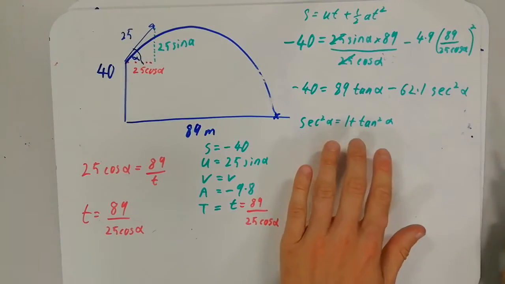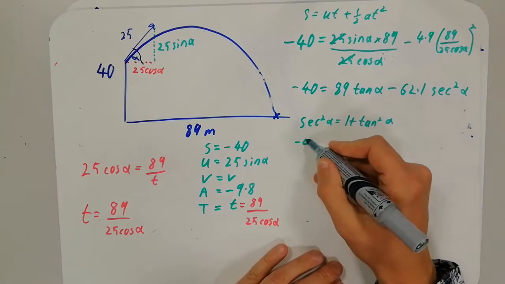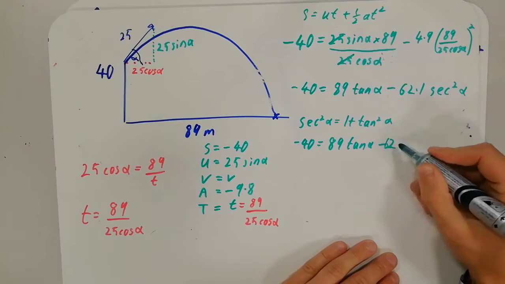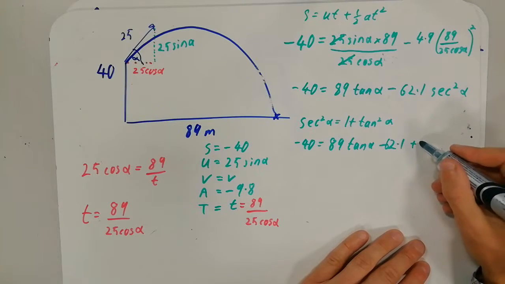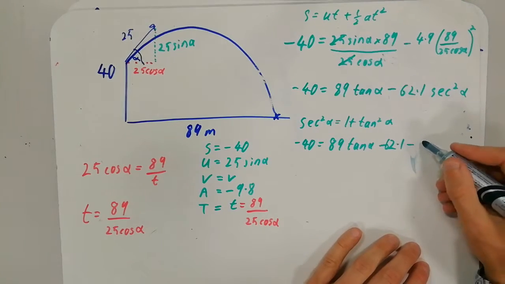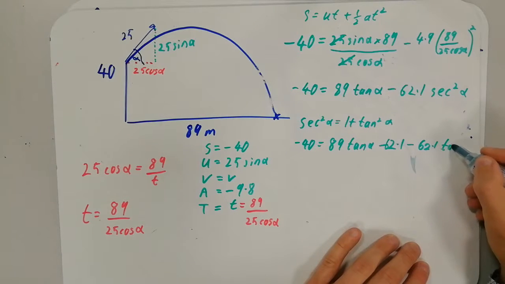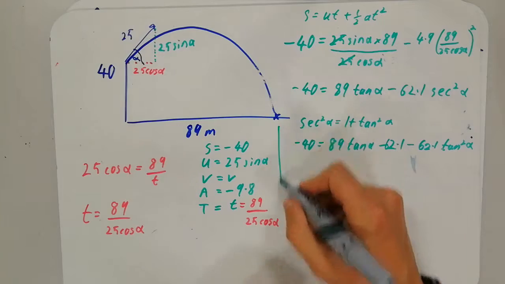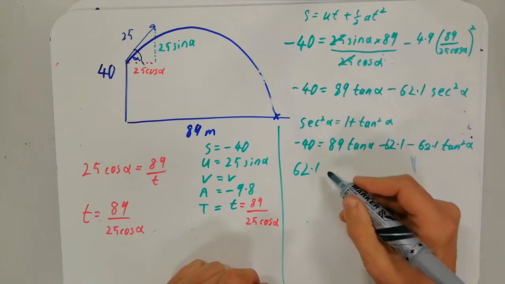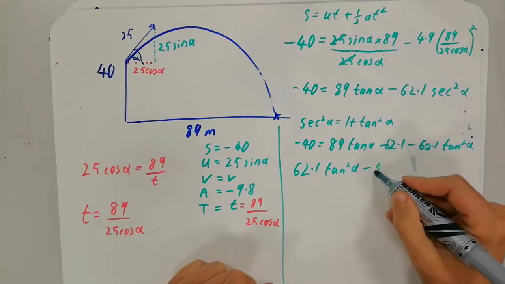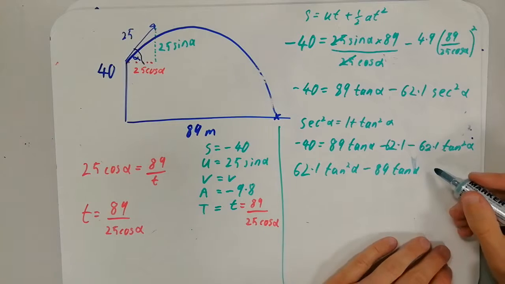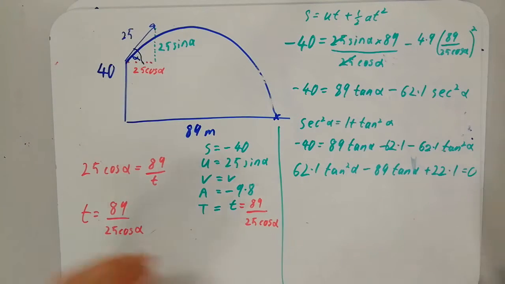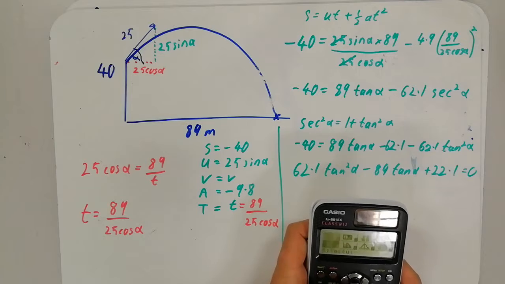Okay, so substituting that in, we're going to get minus 40 equals 89 tan alpha minus 62.1 times, 1 plus tan squared alpha. We notice it's a quadratic now. Tidy it all up, make the squared term positive, and we're going to get 62.1 tan squared alpha minus 89 tan alpha plus 22.1 equals 0. That's too horrible to solve in your head, so calculator.